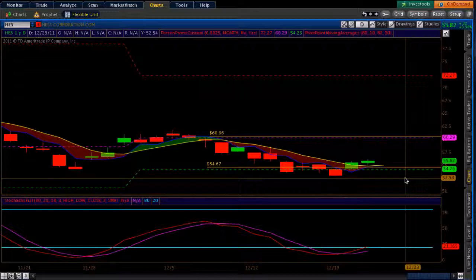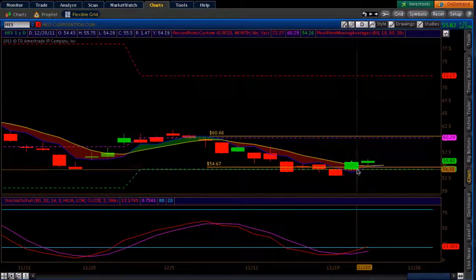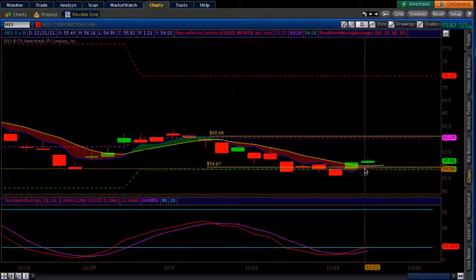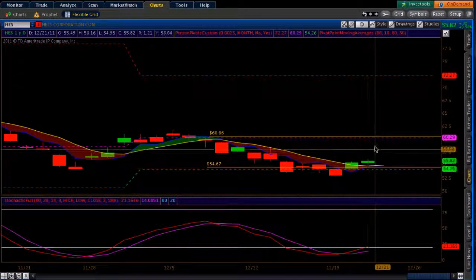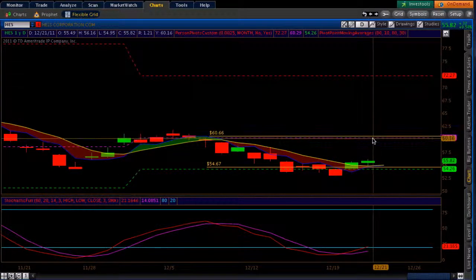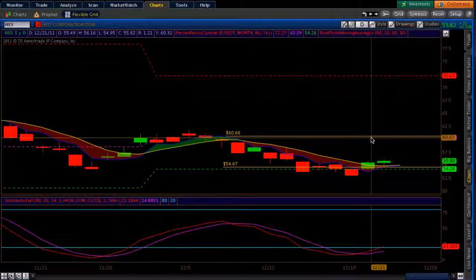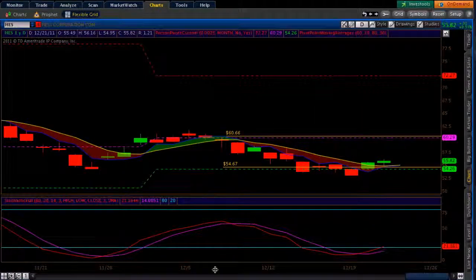It held the December support pivot, and it looks like I think we could actually move back upward to this area right here.